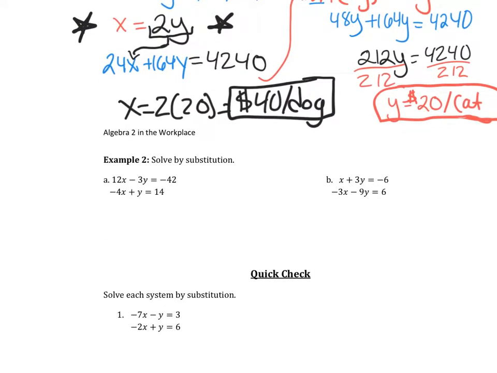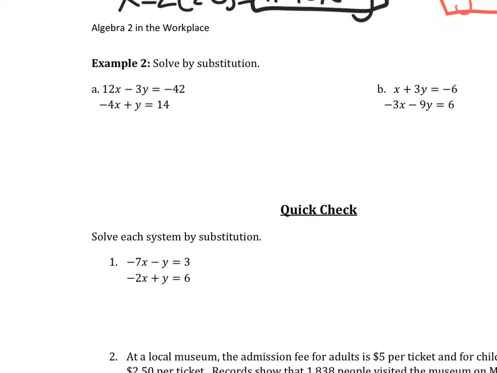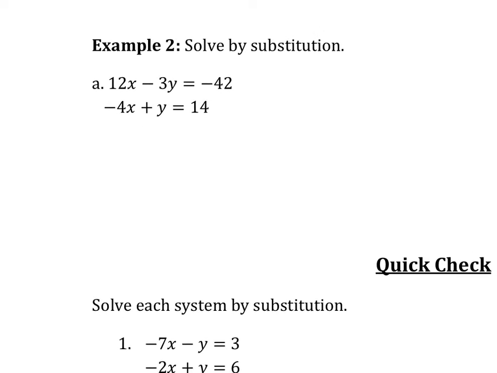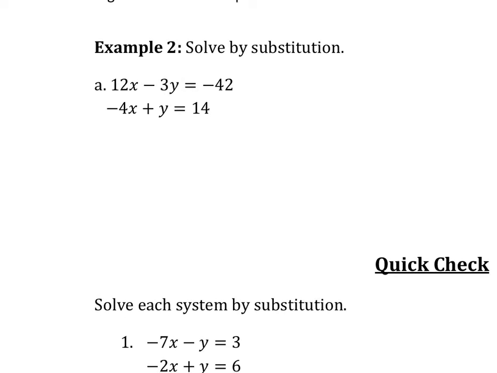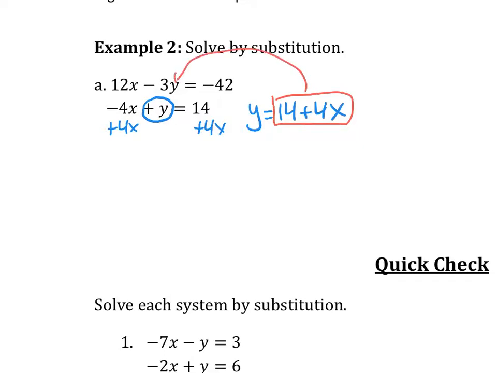Okay, on the back, we're going to look at what it would look like to have infinite or no solutions using this method, so you can identify those. So example 2a: what variable would be the easiest to get by itself? Y in the second equation. So we add 4x, and we'll have y equals 14 plus 4x. We take what y equals and plug it into the other equation for y. So we'll have 12x minus 3, parentheses, 14 plus 4x, equals negative 42.